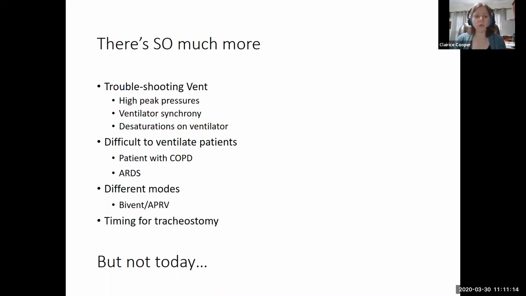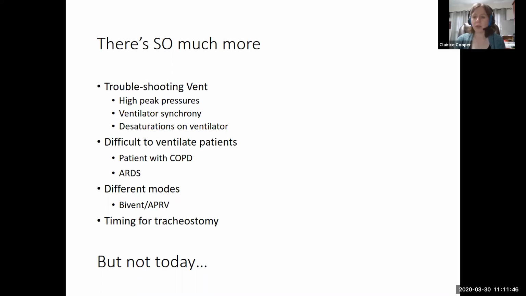Patients with COPD, of course, have additional challenges as their expiratory time is longer. Patients with ARDS we touched on, and those are quite complex. We did not talk about bivent or APRV other than to discuss contraindications to it, but that would be a talk in itself. And then finally, timing for tracheostomy, we did not talk about at all, but there's a whole other area for discussion there. So those are some things to think about.